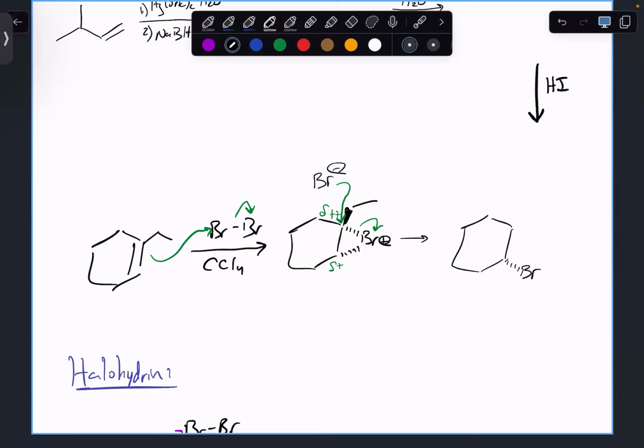Now, I told you that the two bromines have to be opposite each other. So what that means is this bromine is going to be wedged, and that means that that ethyl group gets pushed down.